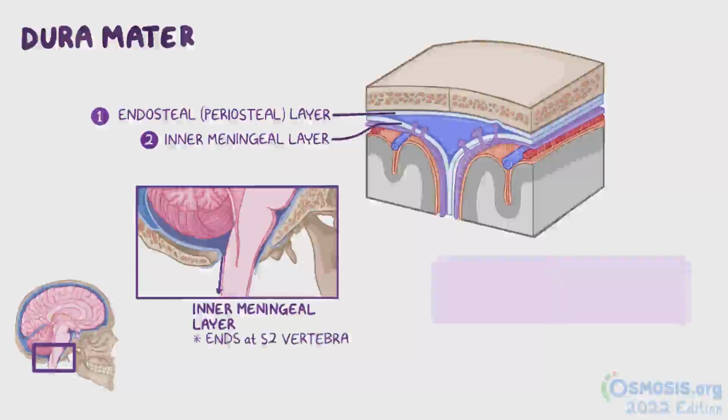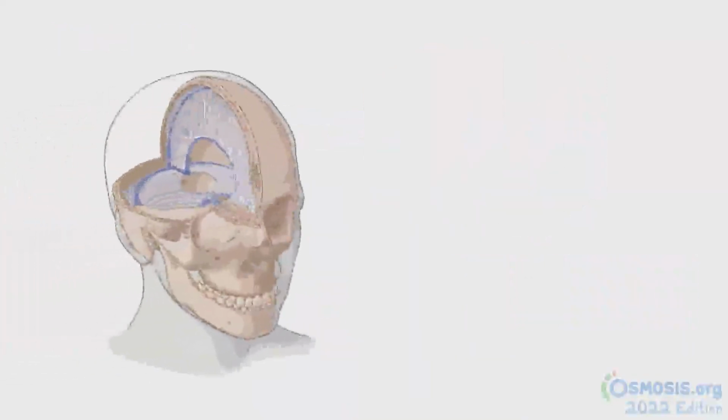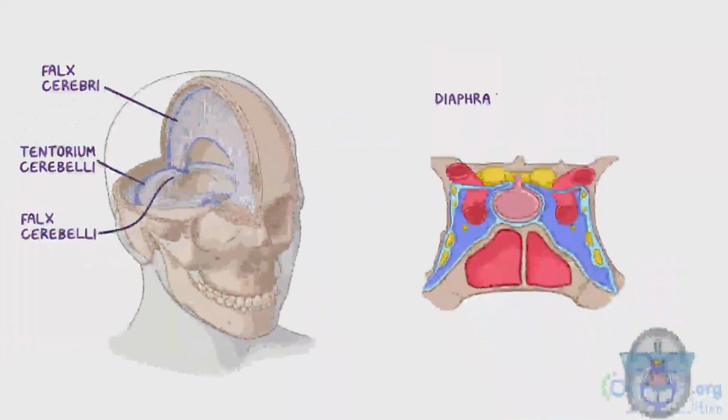For the most part, these two dural layers are fused together and cannot be separated. But there are two main exceptions to this. One, there are locations where spaces are created between the layers to house the dural venous sinuses. Secondly, the inner meningeal layer of the dura mater reflects away from the endosteal layer at certain regions to create dural infoldings, or reflections, which divide the cranial cavity into compartments. These dural infoldings, or reflections, consist of the falx cerebri, falx cerebelli, tentorium cerebelli, and diaphragma sellae.